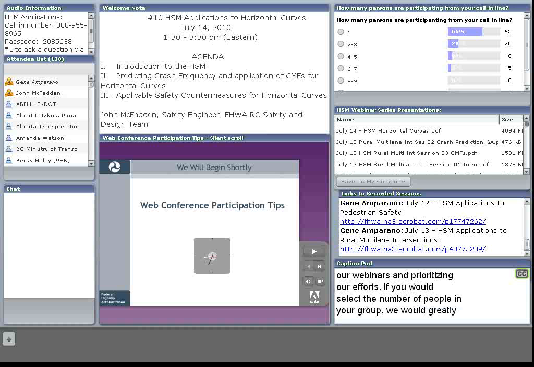If you are not familiar with the Highway Safety Manual and you have in the past worked with the Highway Capacity Manual, the format of the Safety Manual is similar to that of the Capacity Manual. And the Safety Manual will, in essence, quantify safety performance in a similar way that the Capacity Manual evaluates the operational performance of a roadway.